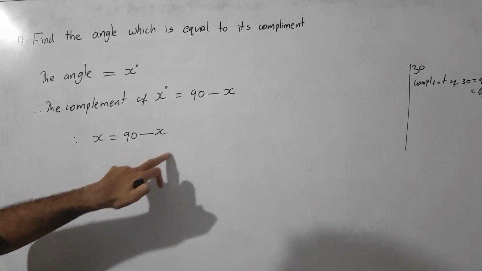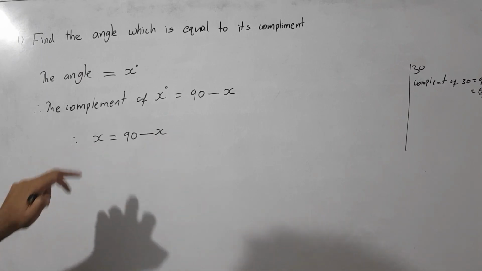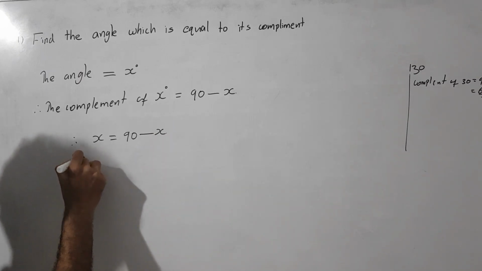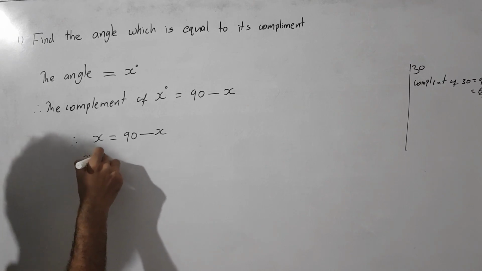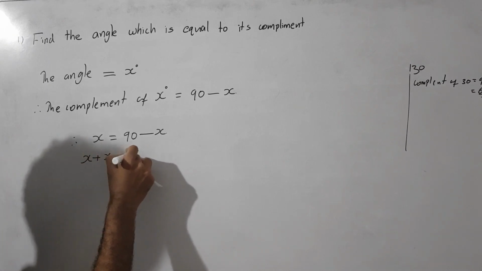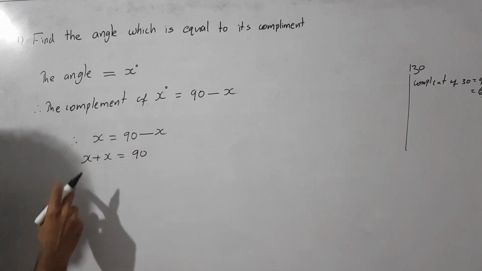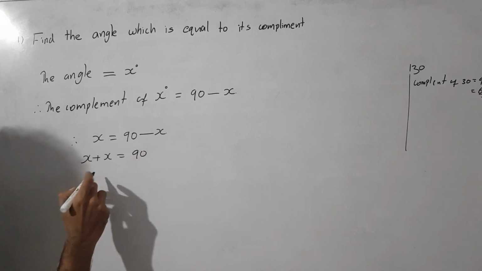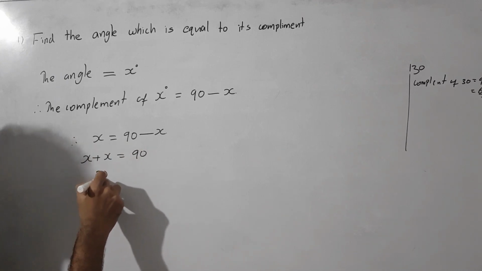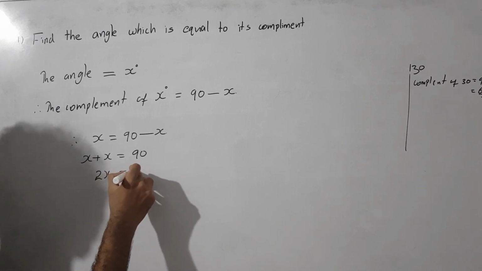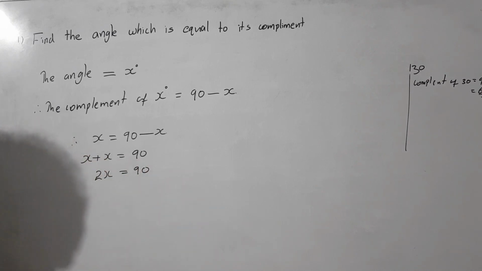Then in the case of transpose, the operation changes, that one is plus. So x plus x is equal to what is remaining? 90. Then what is x plus x? x plus x is equal to 2x. 1x plus 1x is equal to 2x. 2x is equal to 90.